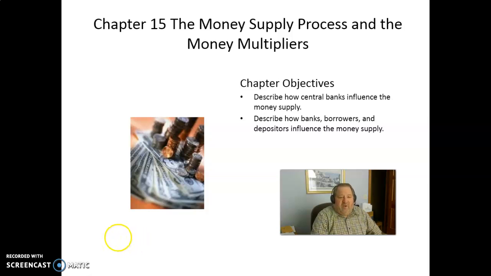This week our focus is Chapter 15, and in this chapter we'll learn about the money supply process and money multipliers. We'll learn how central banks influence the money supply, and we'll also learn how banks, borrowers, and depositors influence the money supply.